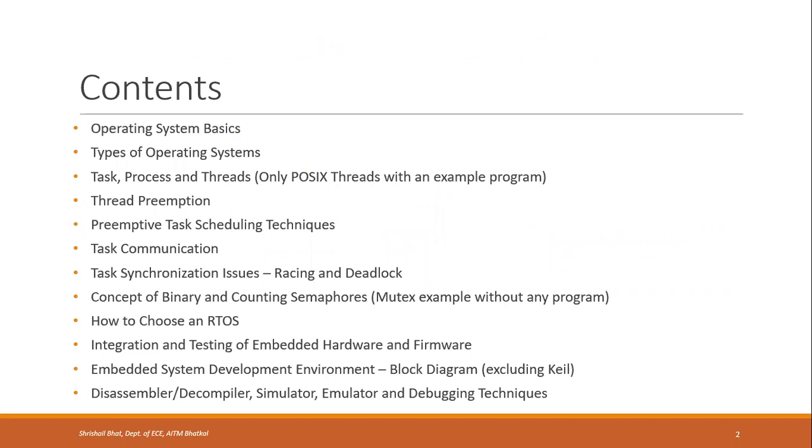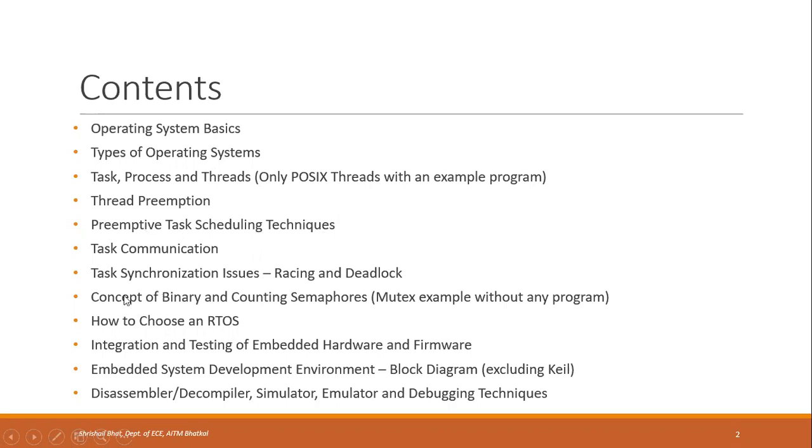We have operating system basics, then the types of operating systems, then the task, process, and threads. We are going to study POSIX threads. There are different kinds of threads: POSIX threads, Win32 threads, Java threads, and other things. We are going to study only POSIX threads with one example program. Then thread preemption, preemptive task scheduling techniques, then task communication, then task synchronization issues, racing and deadlock. You have studied the basics of all these in the subject operating systems. We will just try to revisit them with some newer concepts.